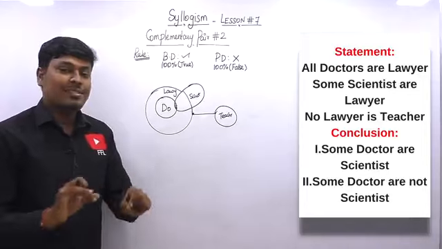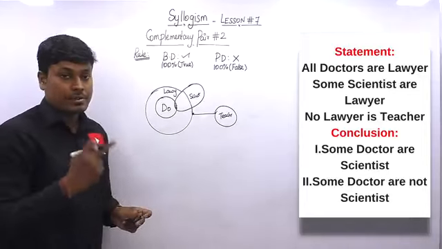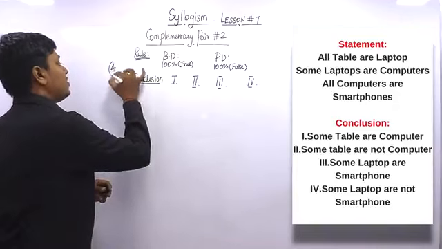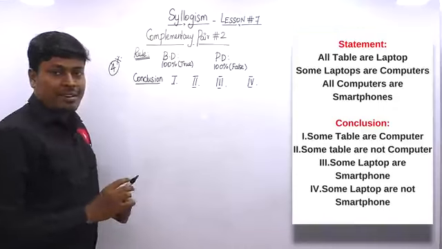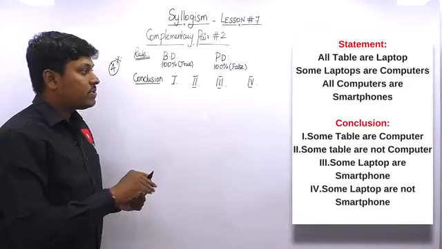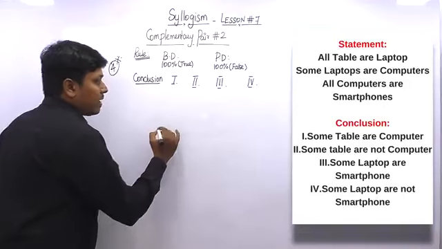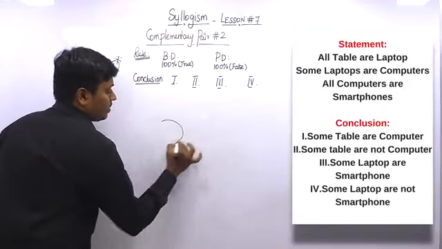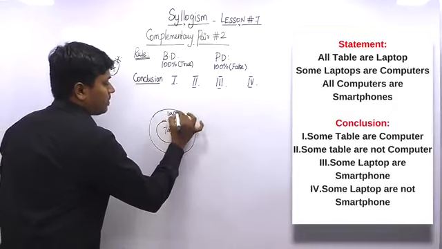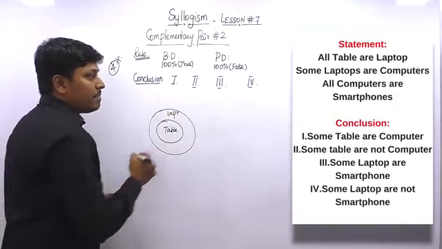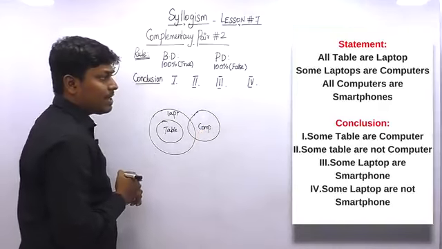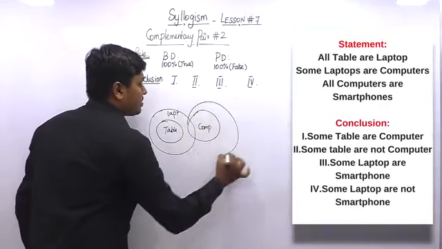So friends, got it? Easiest logic. So don't forget to watch the next question, most important question. Fourth question. So remember that this question number 4 is most important. In many competitive exams you can see in the syllogism topic that questions are based upon this question number 4, right? So what they are saying is all tables are laptops. So all tables are a laptop. And the second statement is some laptops are computer. So some laptops are computer. And the last statement, all computers are smartphones.